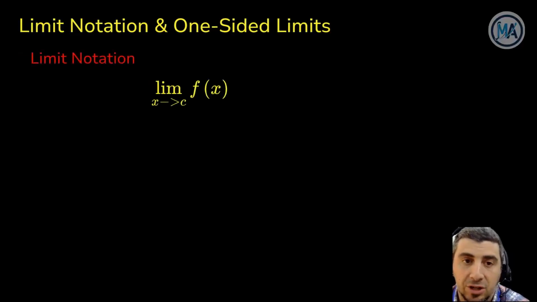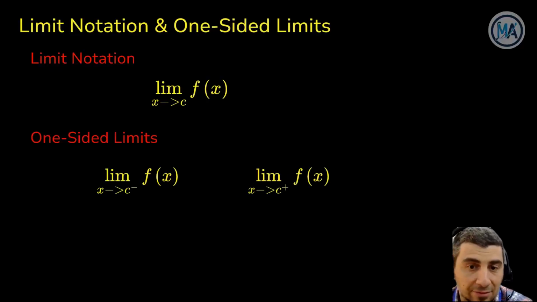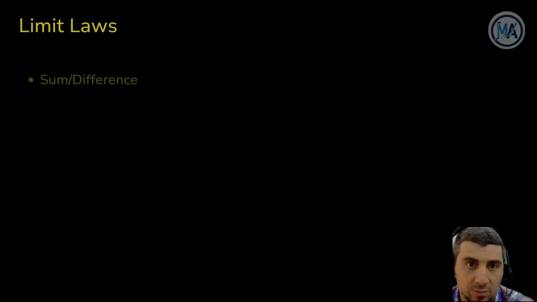So for limit notation, you have the limit as x approaches c of f(x). For one-sided limits, you're going to have a little negative as an exponent above the c, and that indicates a limit from the left. And if the exponent is a little plus, that indicates you're only looking at the limit from the right-hand side.